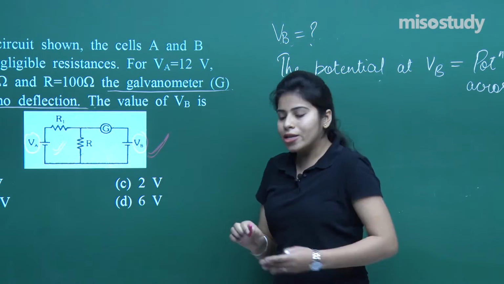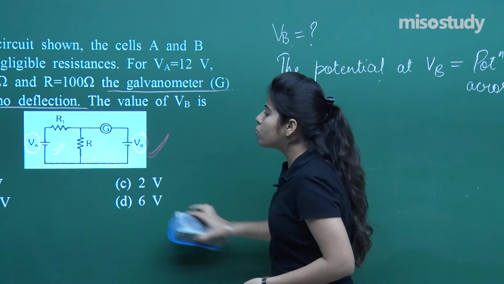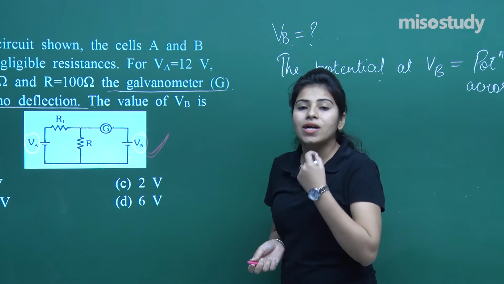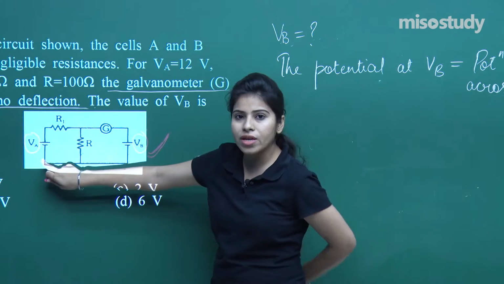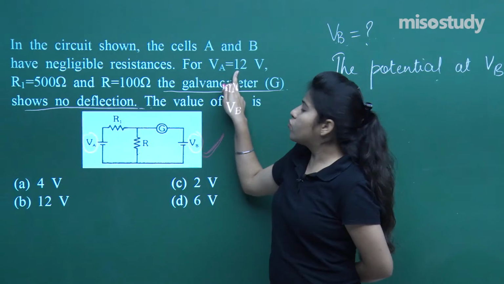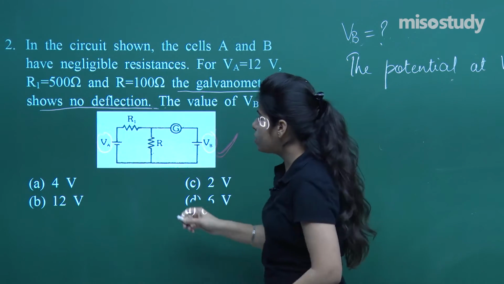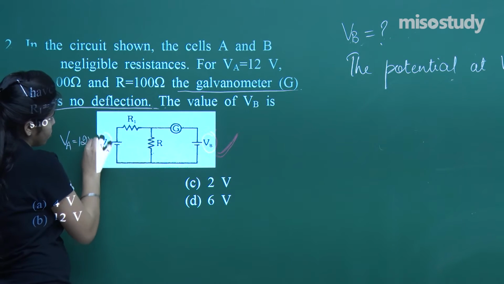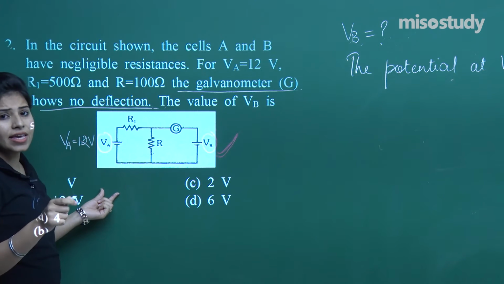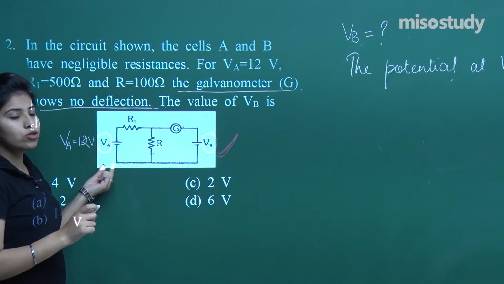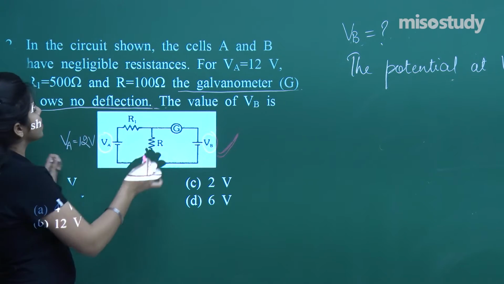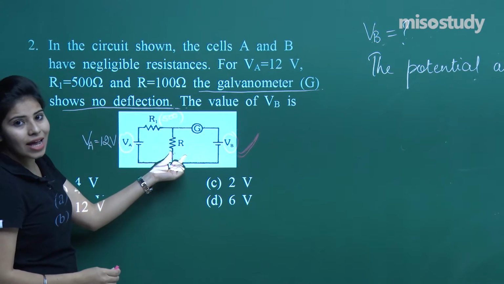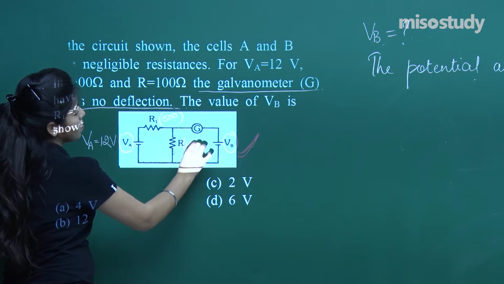Now let me just tell you, my dear students, what we are going to do over here. We are going to consider some current in this circuit because we have been given VA, let me just write over here, VA equals 12 volt. And now what we can see here, since VA equals 12 volt, R1 has been given as 500 ohm and this R has been given as 100 ohm.